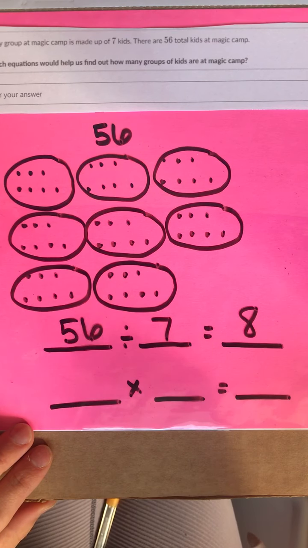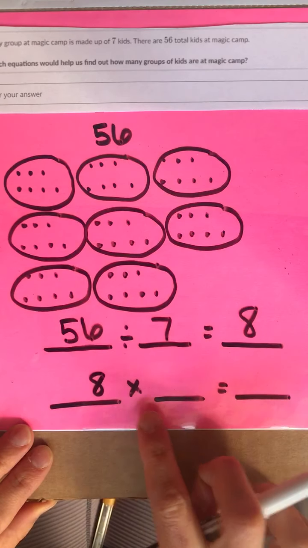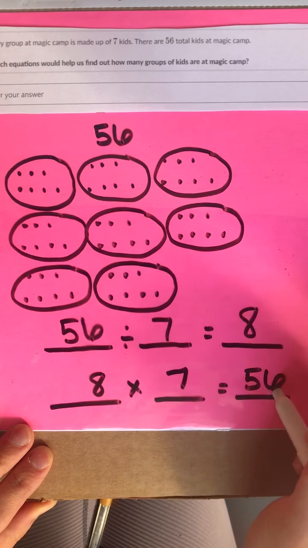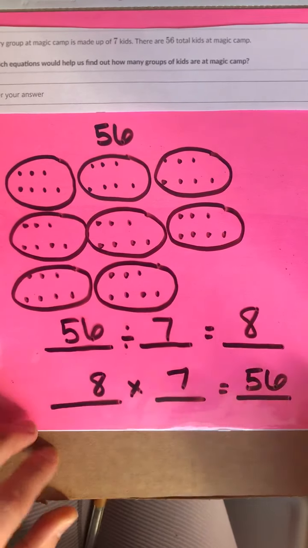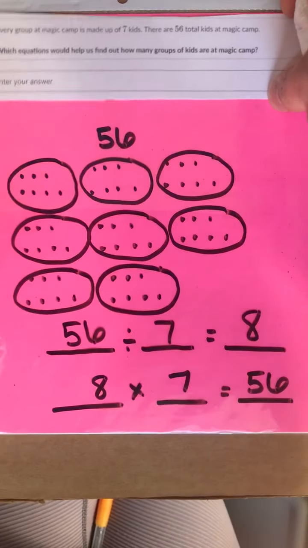Okay, friends, great job. So we know that we had 8 groups of 7 kids in each group, and that gave us our total, or our whole number of kids, which was 56. Excellent. Let's take a look at number 6 together.